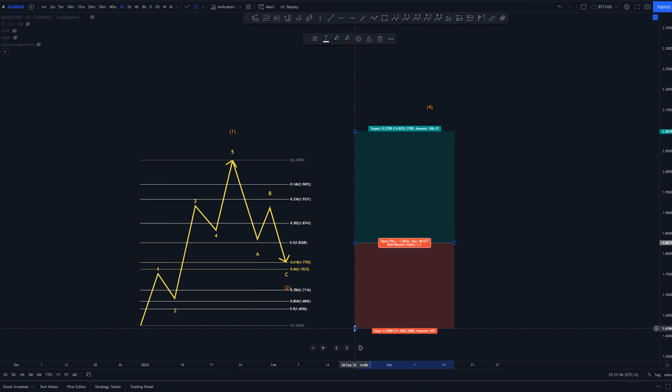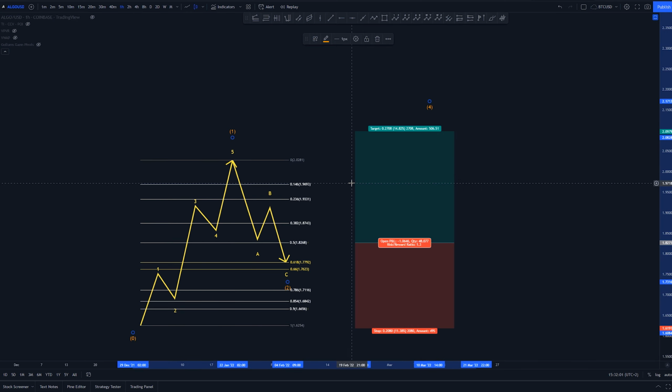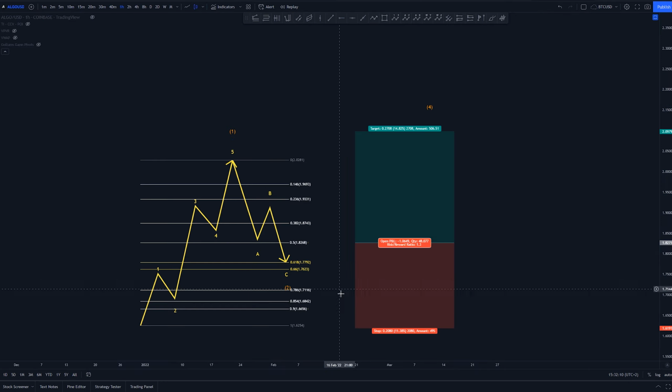Now you would put your stop loss just below the start of this wave structure, below this wave 1. Why? Because wave 2 cannot go past wave 1 in an impulse wave.